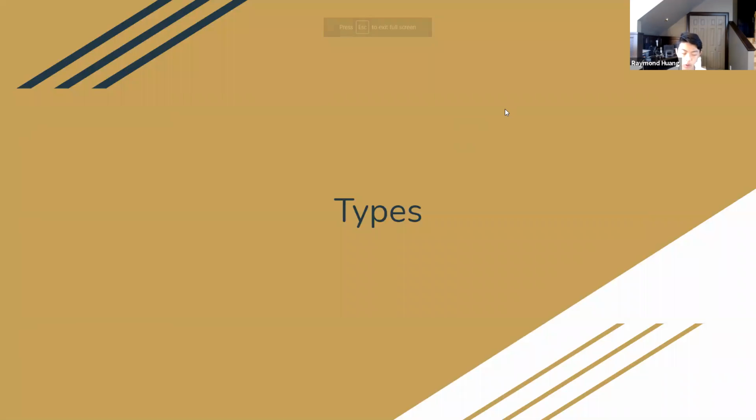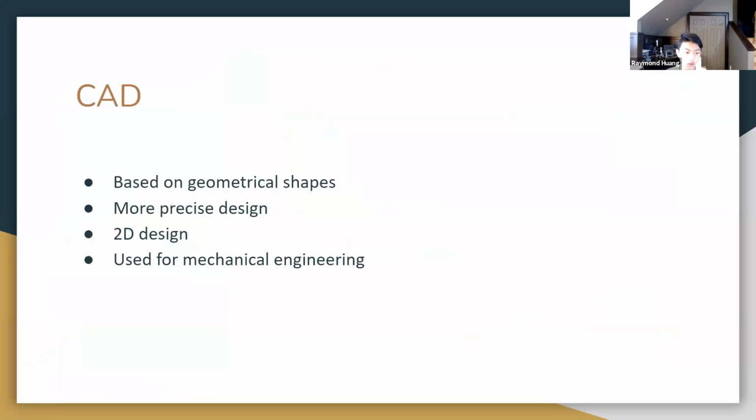So I'll be going over the types of 3D modeling. The first one is CAD, or computer aided design. It's based on 2D sketches that you can extrude into 3D designs. It's for more precise things, and it's mainly used in the field of mechanical engineering. I won't be going over the software and into detail about CAD. I just wanted to let you guys know there's 2 types of 3D modeling.